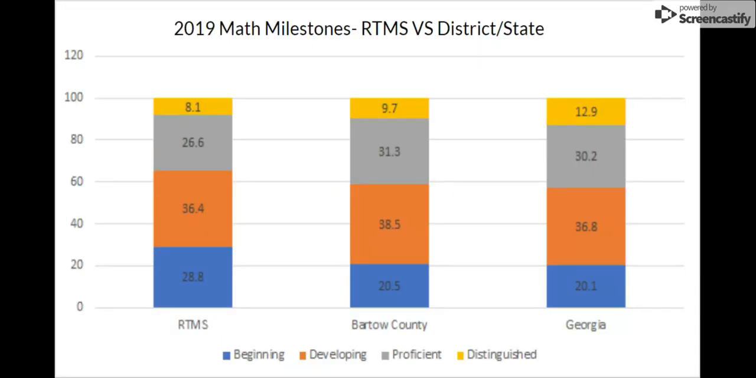Our math milestones, this is again comparing Red Top Middle School to our district and state. And again, we have more students performing at level 1. We have 28.8% of students performing at level 1. So we have more students at level 1 than Bartow County and Georgia. And again, we have fewer students performing at level 4 or distinguished than Bartow County and Georgia.